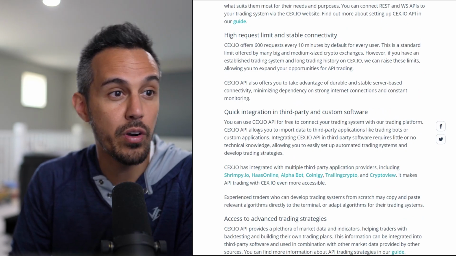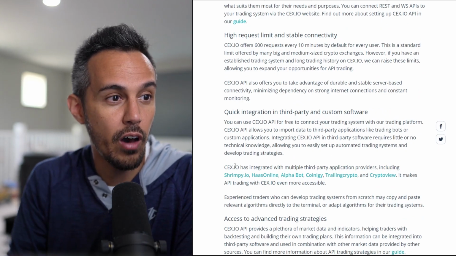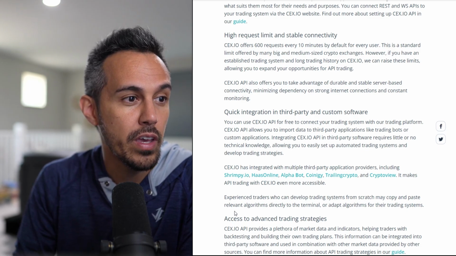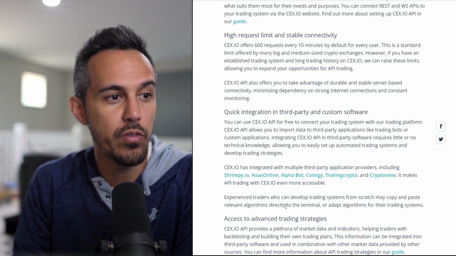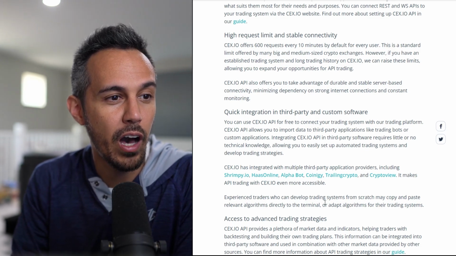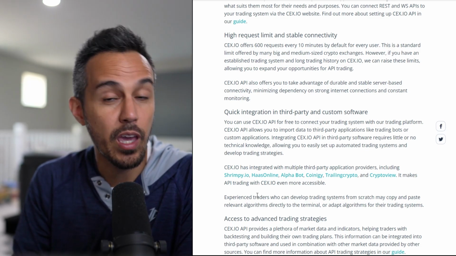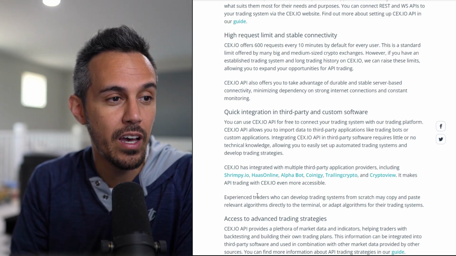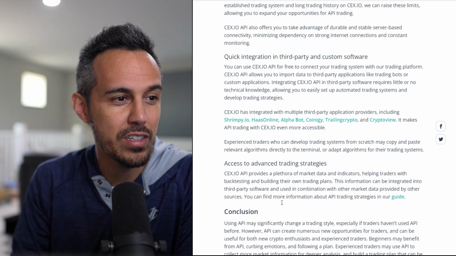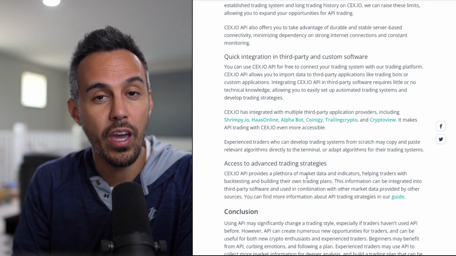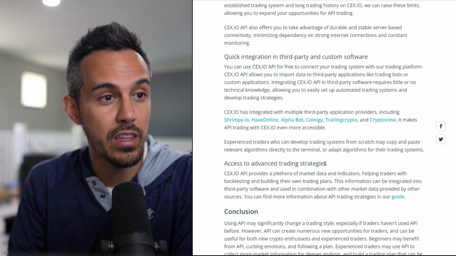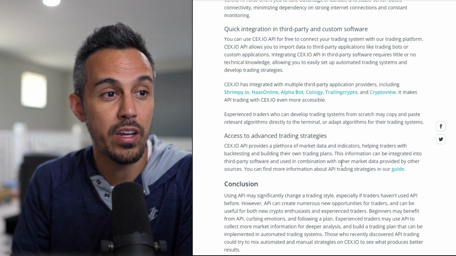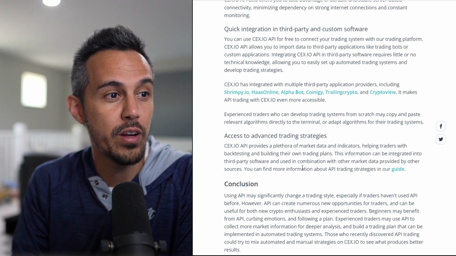Quick integration with third-party and custom software. So if you use any of them, they talked about some of them here: Shrimpy.io, Hasselon, AlphaBot, Trailing Crypto, CryptoView. I've heard of CryptoView and AlphaBot before. It makes API trading with CEX.io even more accessible. And basically you can use your trading strategies and systems seamlessly in this to make sure that you can get the most out of this API.